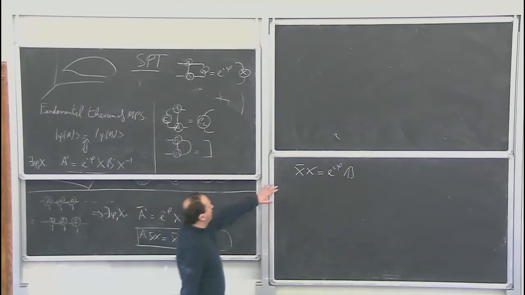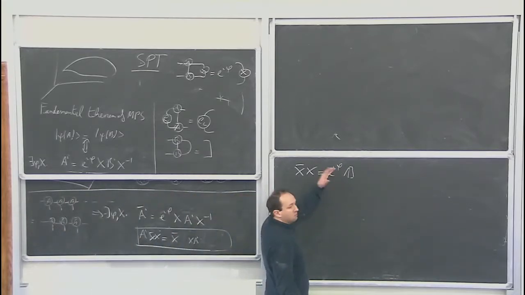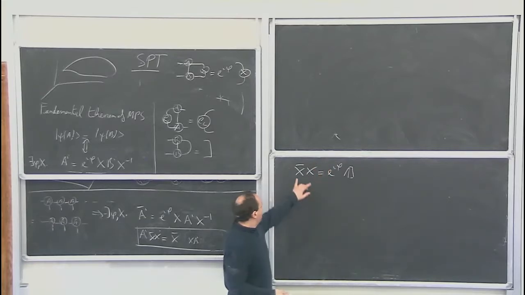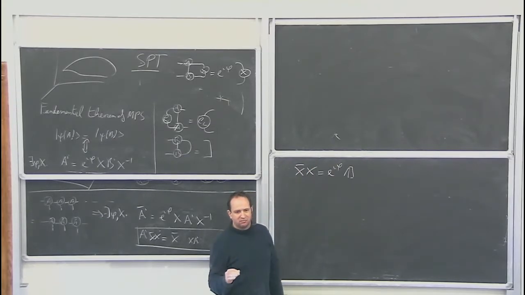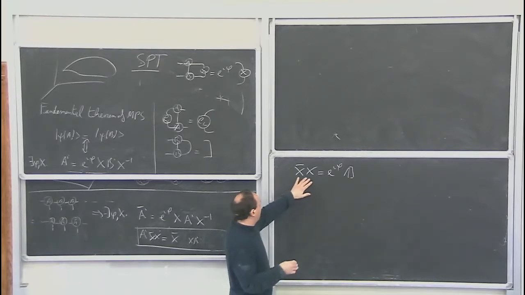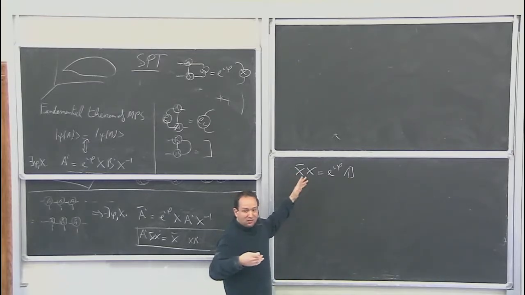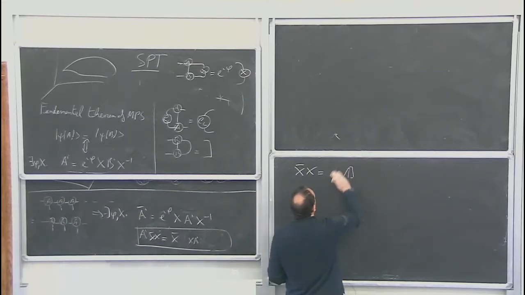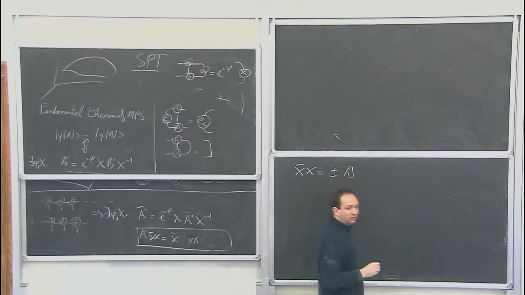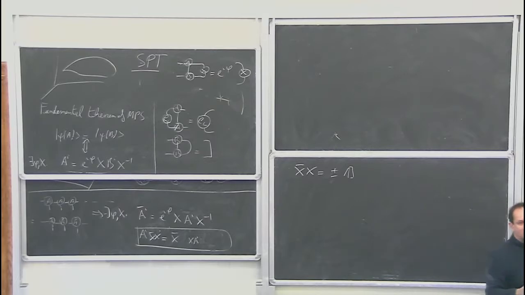But x̄ x proportional to the identity, up to a phase. Let's take, for example, the trace of that object. If I take the trace of x̄ x, I'm guaranteed that this trace is real. You can easily see that, it's a matrix and its conjugate, you take the trace of the product of these two. This has to be a real value. So that means that this phase can only be plus or minus 1. And now we are basically done.